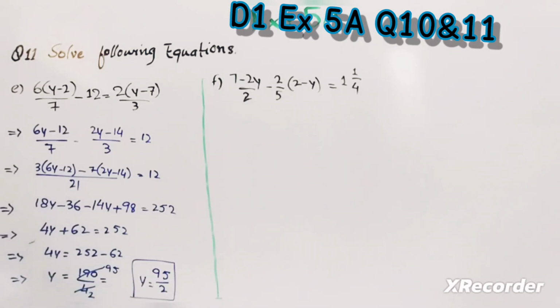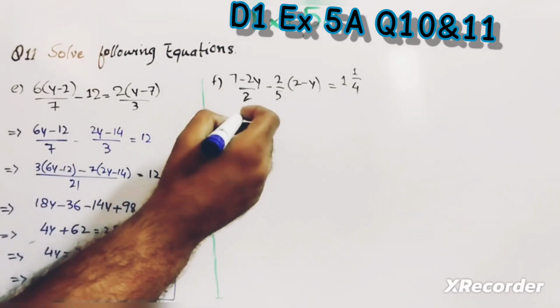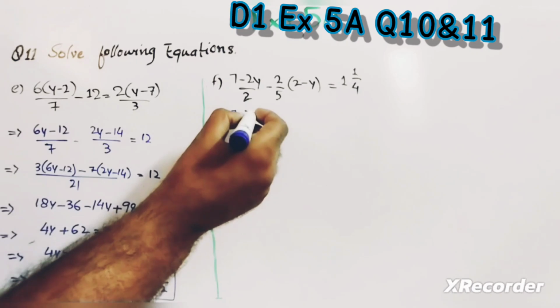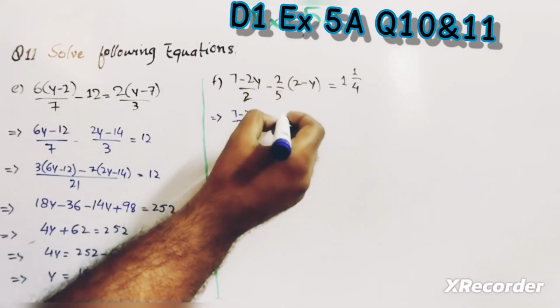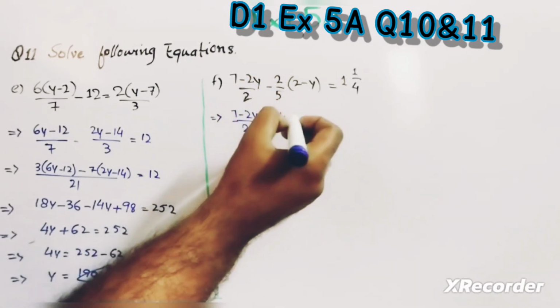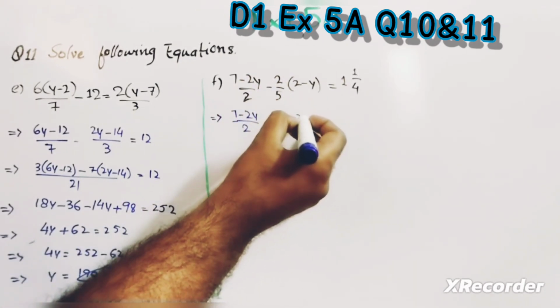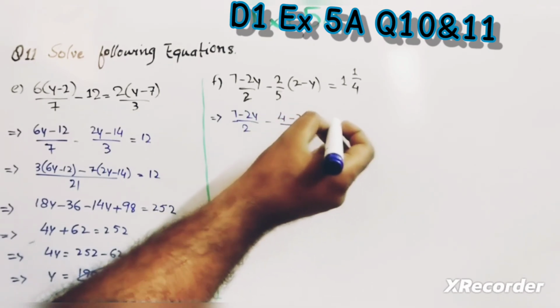Last part, 7 minus 2y upon 2 minus 2 upon 5 bracket 2 minus y is equal to 1 whole 1 upon 4. Now let's begin with simplification. 7 minus 2y is the same as the question, 2 minus 2 times 2 is 4, 2 times minus y is minus 2y upon 5 is equal to 5 upon 4.